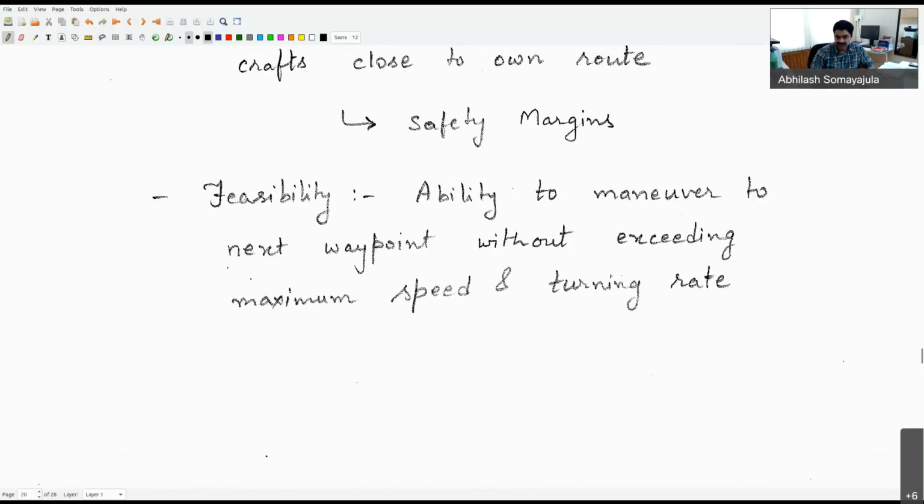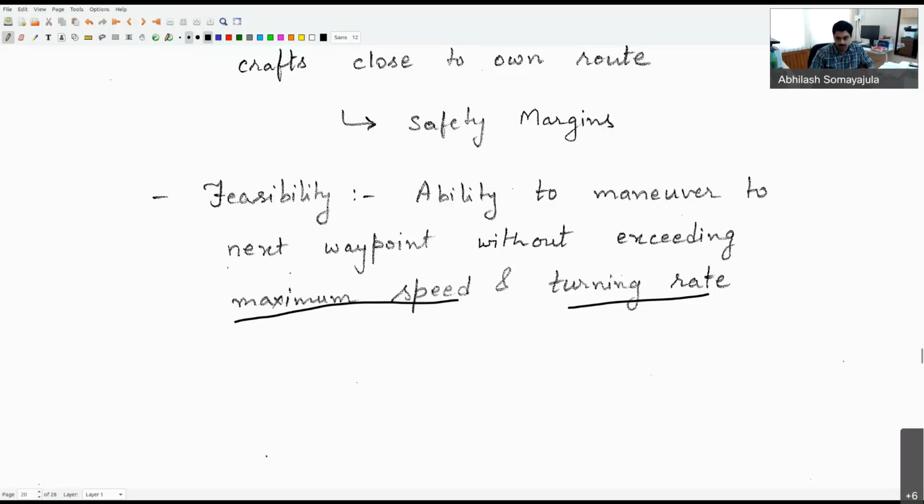And one of the key things when we look at this feasibility is to keep in mind the maximum speed and the turning rate which should not be exceeded when we are trying to do the path following. I can try to do the path following, but I should not try to exceed my limitations. My physical limitations should not be exceeded.